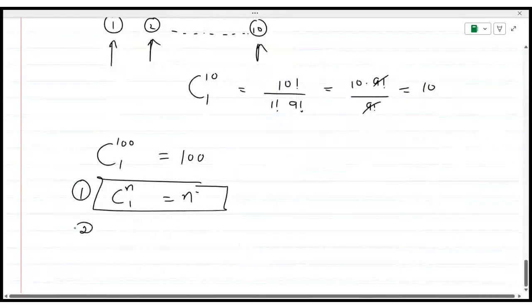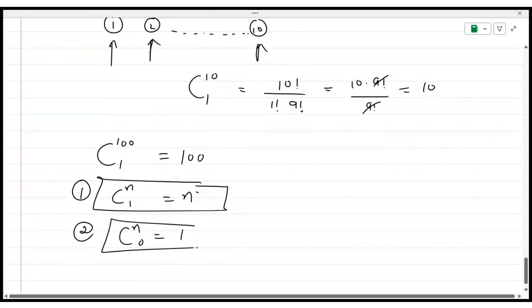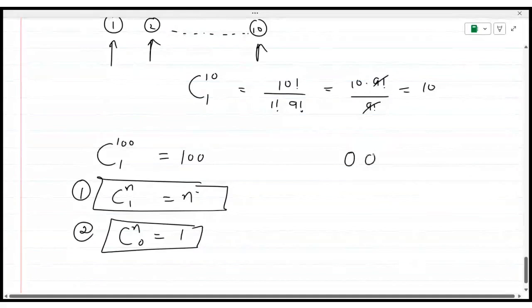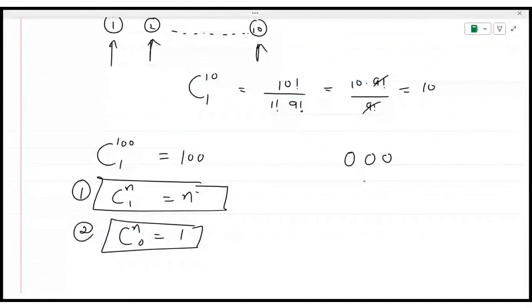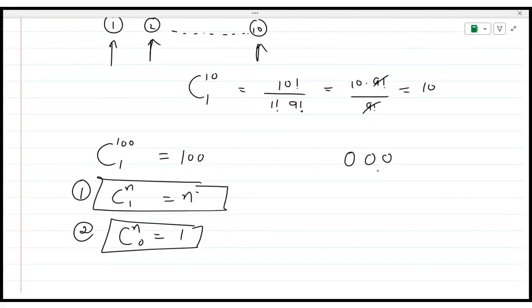Second thing, NC0. NC0 is always 1. Now suppose I have 3 students and I want to ask a question from 3 students, not 1 student. Or you can say I have 3 students and I want to select 3 students. Then how many different combinations are possible? Only one combination, that is select all 3.